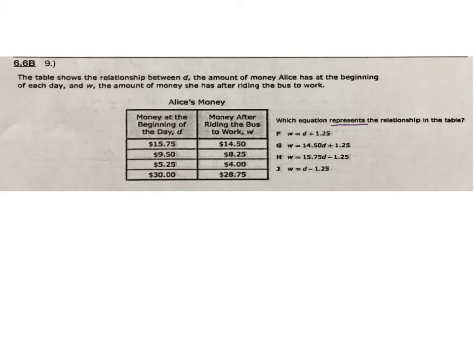Is it F, W equals D plus 1.25? G, W equals 14.50 times D plus 1.25? H, W equals 15.75 times D minus 1.25? Or J, W equals D minus 1.25?